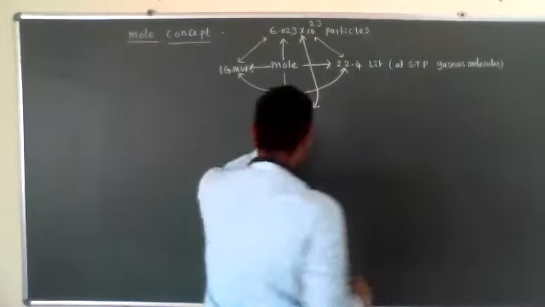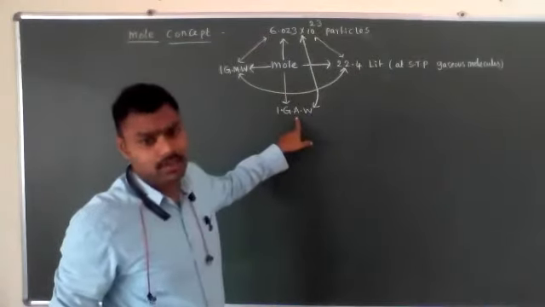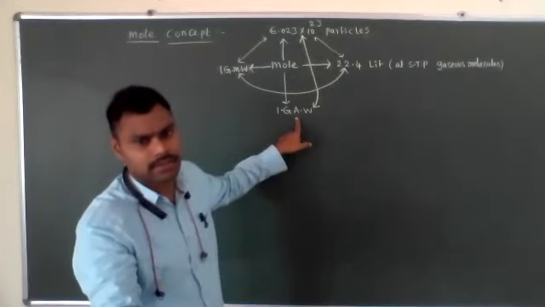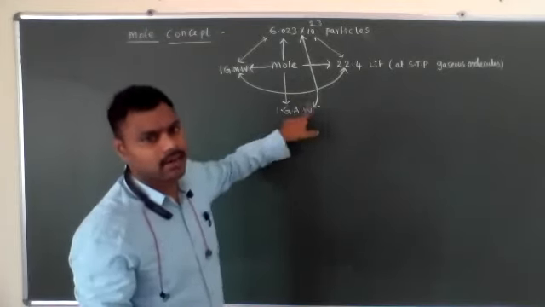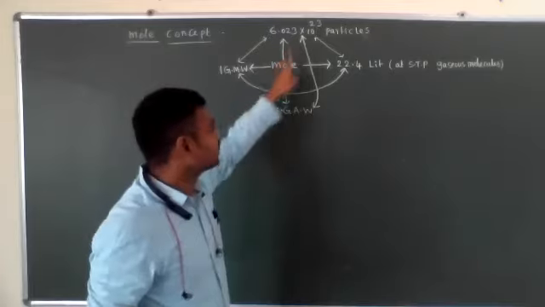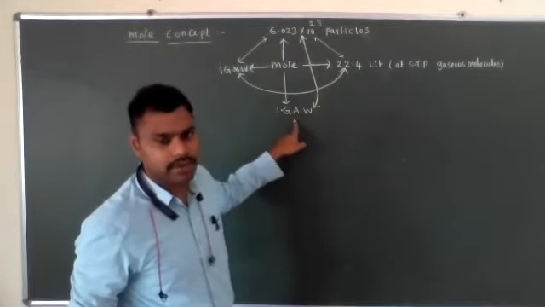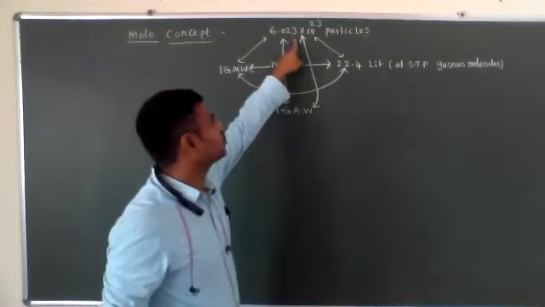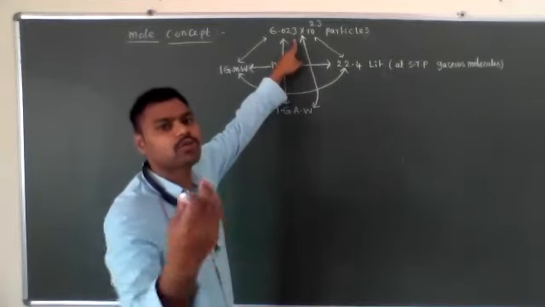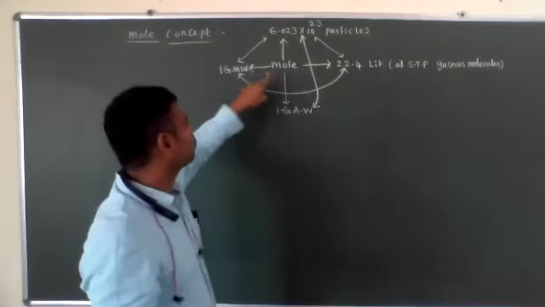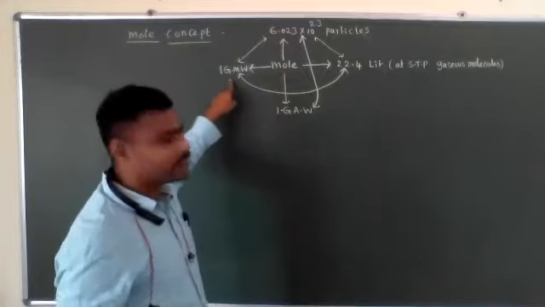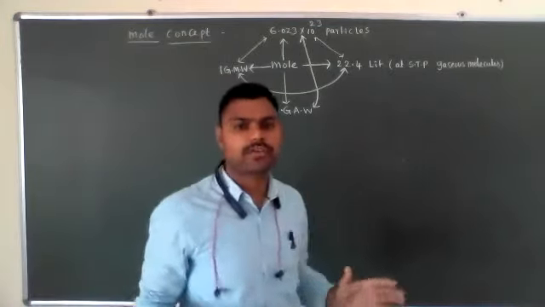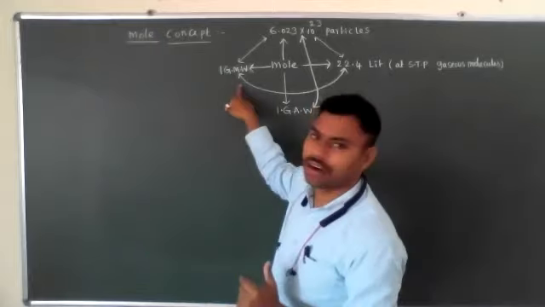That 1 mole may be atoms, only atoms they give: hydrogen atoms, carbon atoms, nitrogen atoms or iron atoms. 1 mole of iron atoms is equal to its gram atomic weight of iron. For example, if CO2 molecules are given, 6.023 into 10 to the power of 23 CO2 molecules is equal to 1 mole, that is equal to its gram molecular weight.